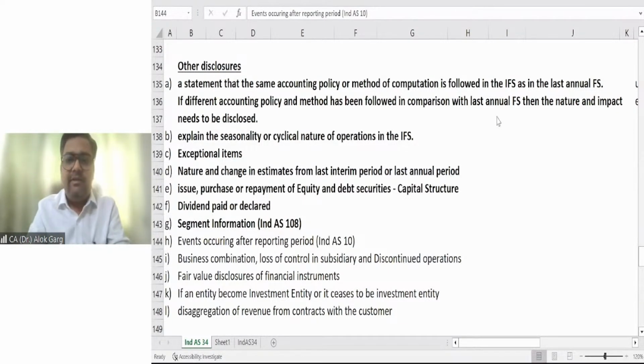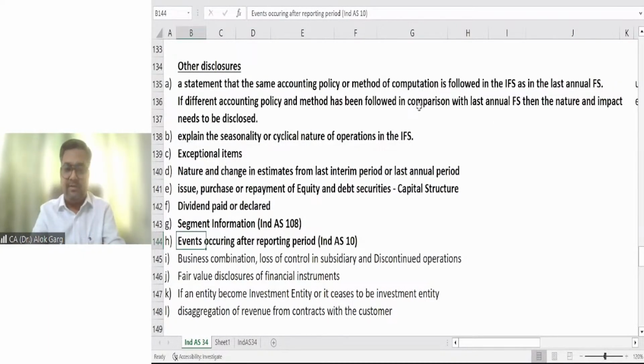So even for the quarterly Ind AS financial statement, for the June quarter, September period, December period, these are also required to be approved or authorized in the board meeting, right? So if there are any events which occur between the reporting date and the date of approval of the financial statement, these also need to be disclosed in the notes to accounts. These are also required disclosures in the interim financial statement.